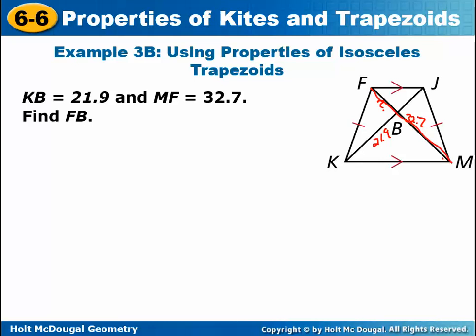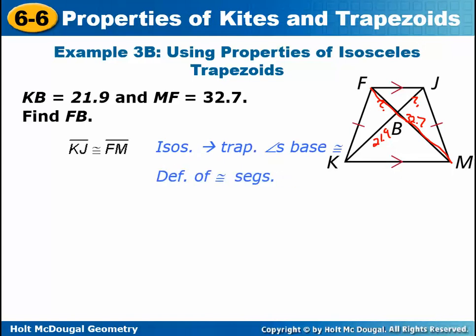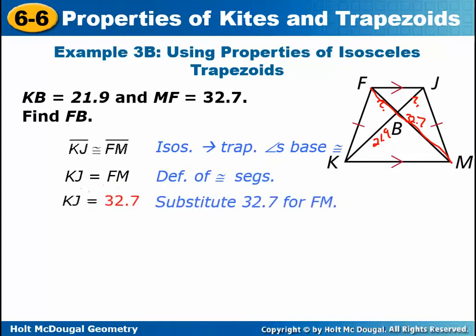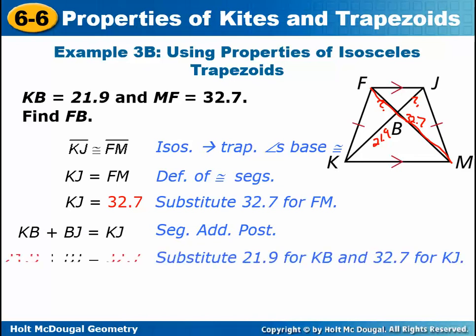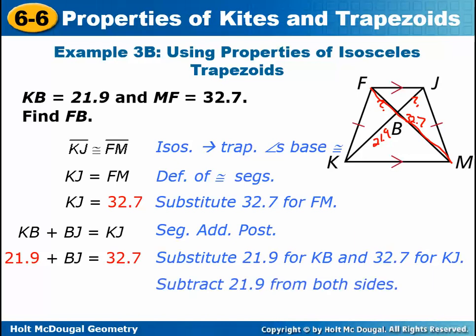Well, in an isosceles trapezoid, the diagonals are equal to each other. So 21.9 plus whatever, x, is equal to 32.7. And that little piece is going to be the same on both of them. All right, so we know that 21.9 plus that missing part is equal to 32.7. So we find the missing part, and that's 10.8.